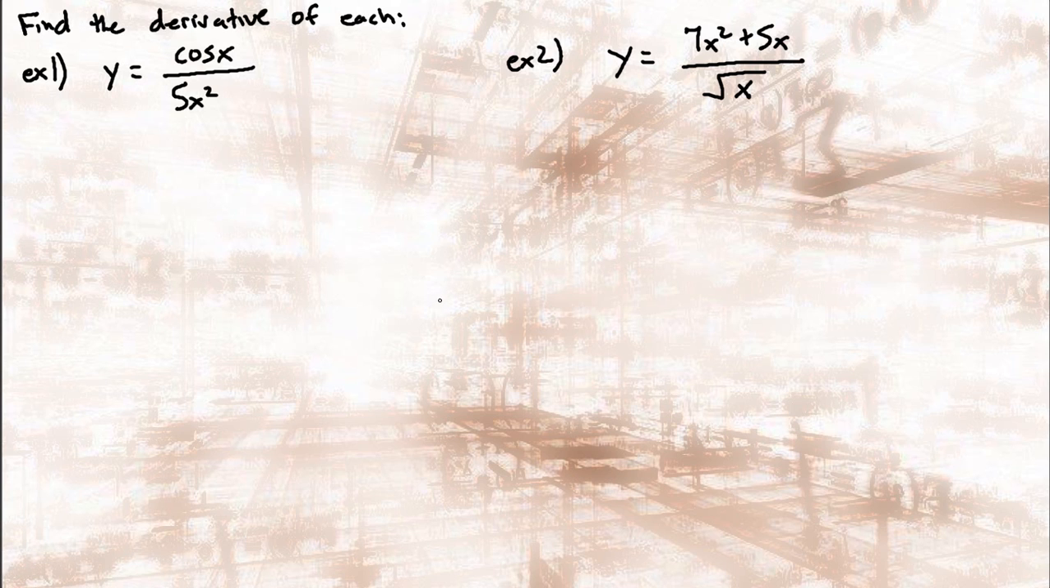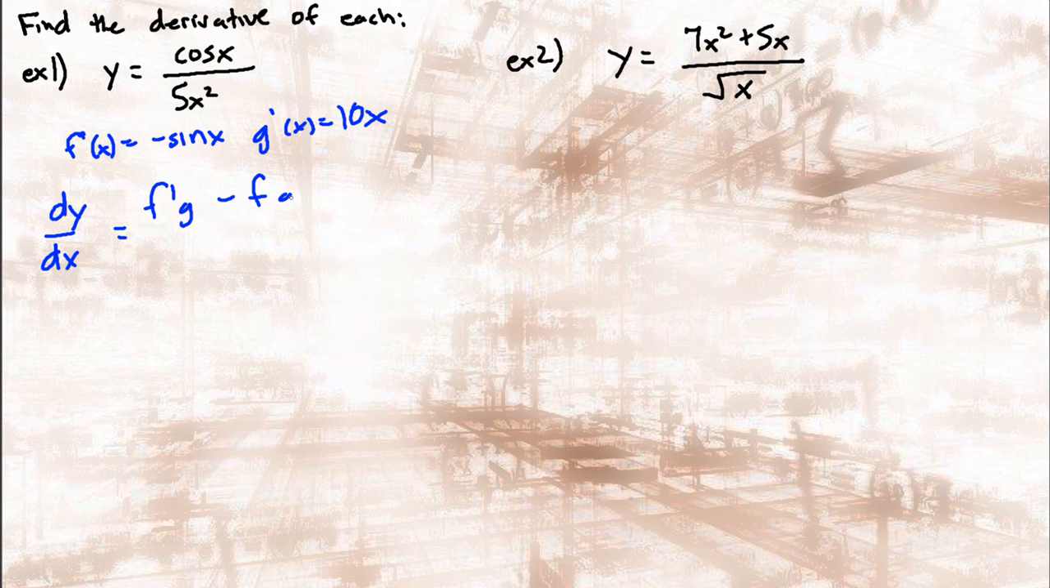Bunch of random examples of the quotient rule. So let's work through them. So here's my numerator, here's my denominator. So the derivative of my numerator is going to be negative sine x, and the derivative of my denominator is 10x. Okay, so it's going to be this. It's good to just kind of write what we're doing right here.